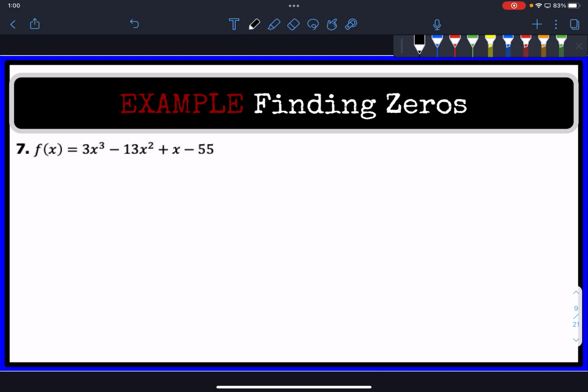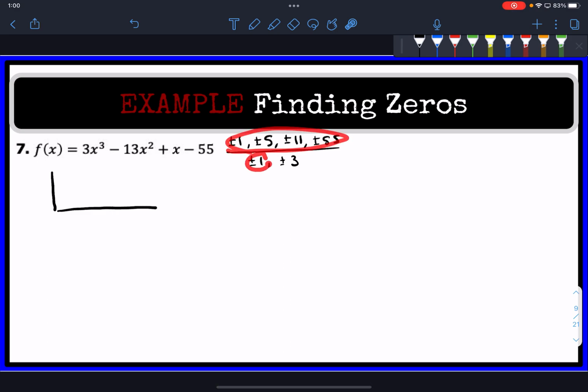So moving on to the next example, finding the rational zero, we would get the factors of 55, which are 1, 5, 11, and 55, and divide those by the factors of 3, which are 1 and 3. But again, I'm just going to simply stick with getting the factors using the integer values, so no decimal values. So just dividing all of these by 1.